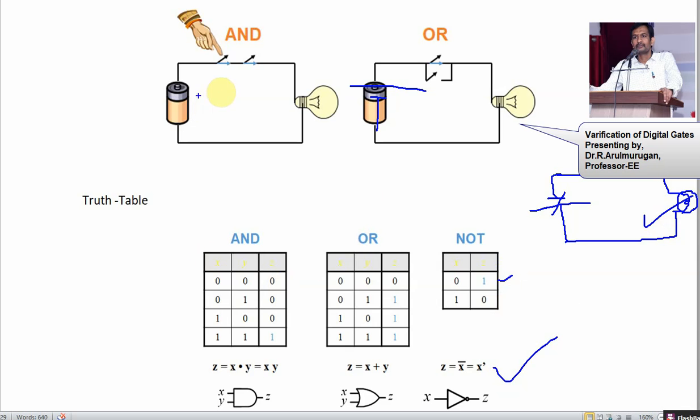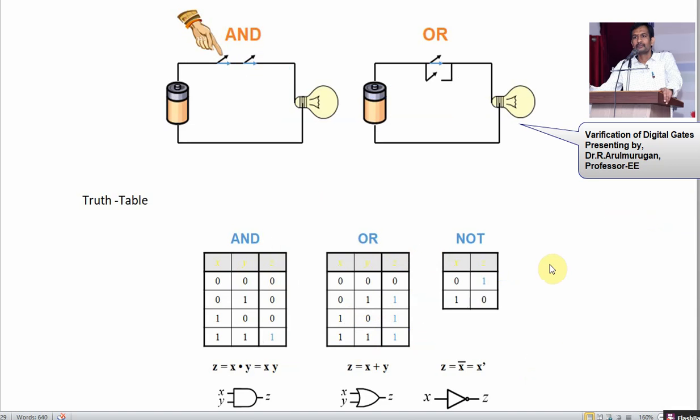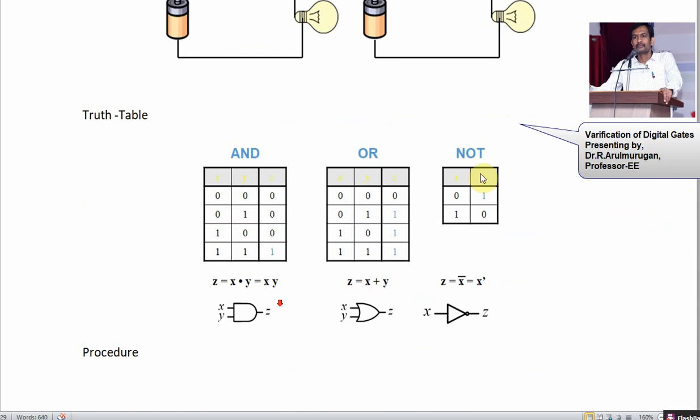Coming to the AND gate, these are the possibilities. Only when two switches are closed does the current flow. But what about the OR gate? If any one switch is closed, the current will flow. So this is the difference between the AND gate and the OR gate. That's all about the AND gate and OR gate, the differentiation, circuit diagram, and truth tables.